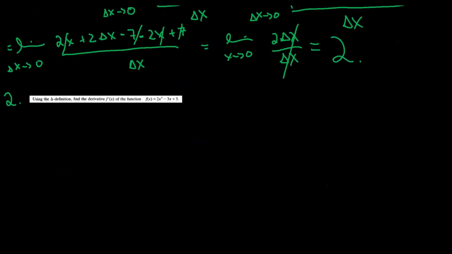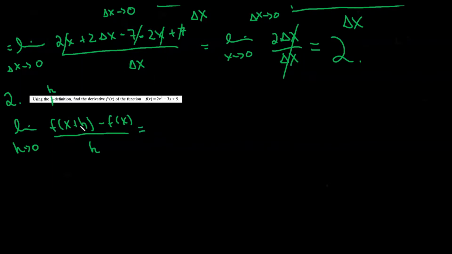All right, let's do another one here. Use the delta definition to find the derivative f prime of x of the function f of x is equal to 2x squared minus 3x plus 5. Let's use h here, just because some professors use h, so let's mix it up. So our limit definition will be the limit as h approaches 0 of f of x plus h minus f of x all over h. It is delta, but we can always drop that and just work with what we have here.